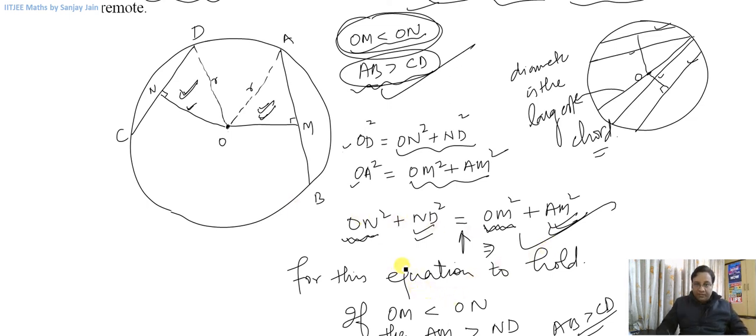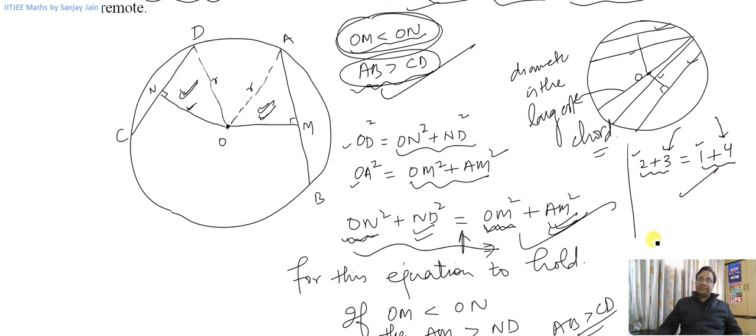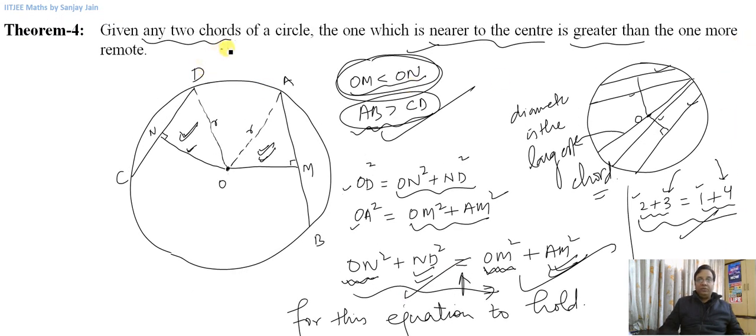If somebody doesn't understand why this equation holds, and why if OM is less than ON, AB should be greater than CD, you can simply think about it like this. Let us say 2 plus 3 is equal to 1 plus 4. This is an equation because this is 5, and this is 5. So if 1 is lesser than 2, there should be a number which is greater than this number. You can write these simple numbers and think about this. All right. So we can say that given any two chords of a circle, the one which is nearer to the center is greater than the one more remote.